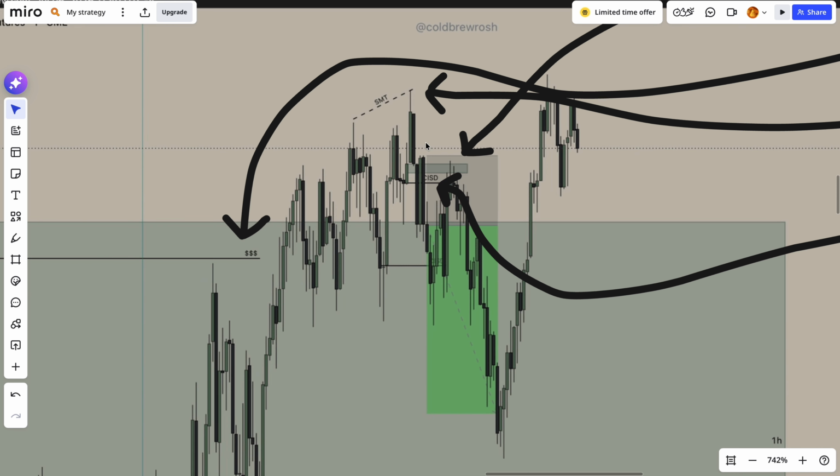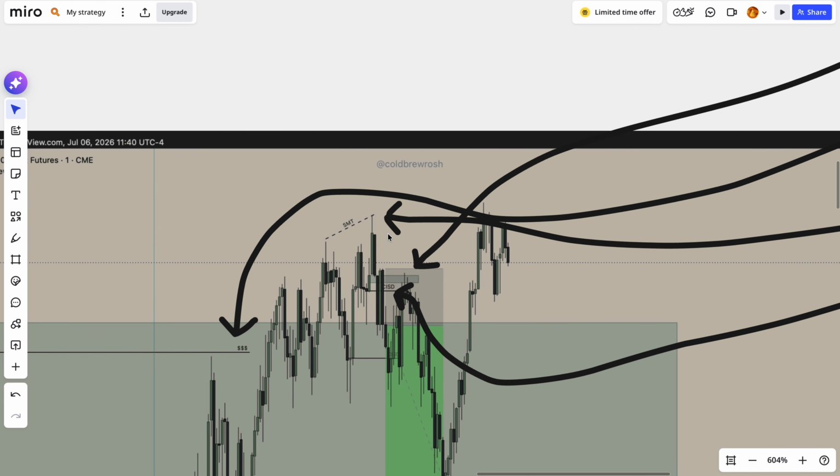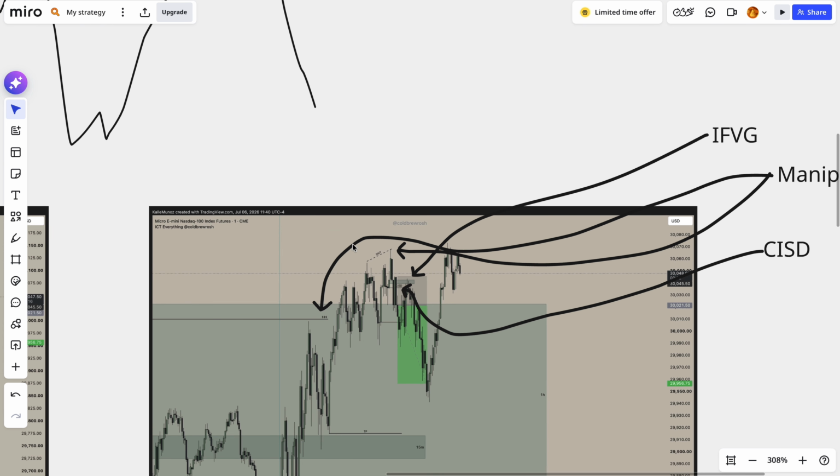So with this model, we can see we have some external manipulation, and we also have some internal manipulation. My god, I can't speak. Internal manipulation with this SMT.